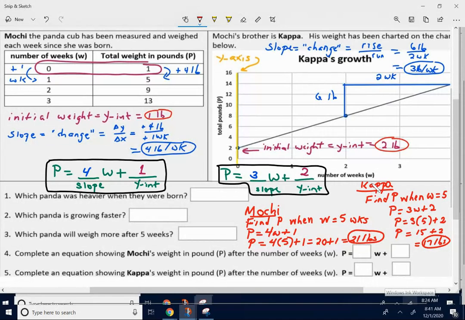For Kappa, if you want to know Kappa's pounds after 5 weeks, you take the equation P equals 3W plus 2, and you simply replace the W with the number of weeks they give you, which is 5. So it would be 3 times 5 plus 2. Just remember to multiply first. 3 times 5 is 15, plus 2 is 17. So Moki is 21 pounds after 5 weeks. Kappa is 17 pounds after 5 weeks. So it looks like Moki must weigh more after 5 weeks.